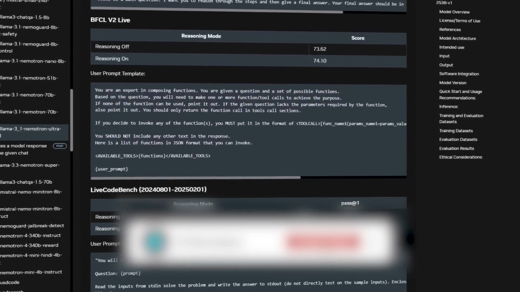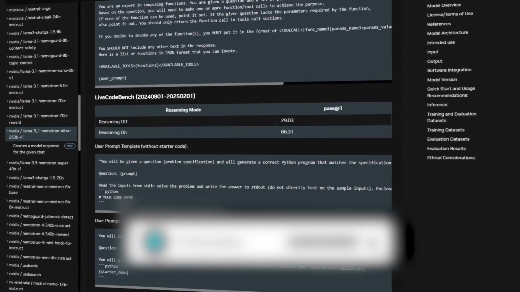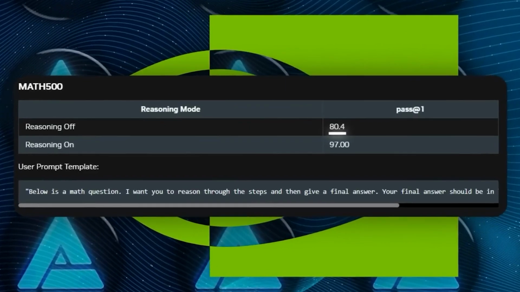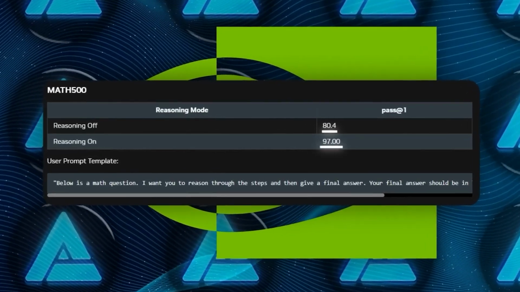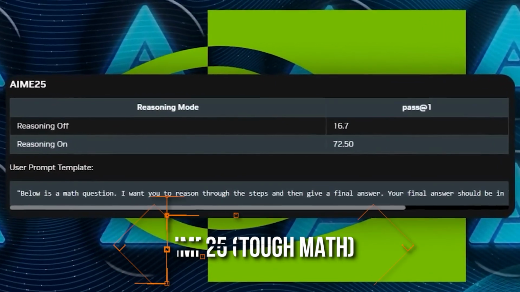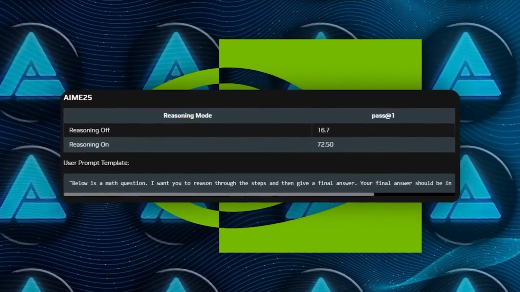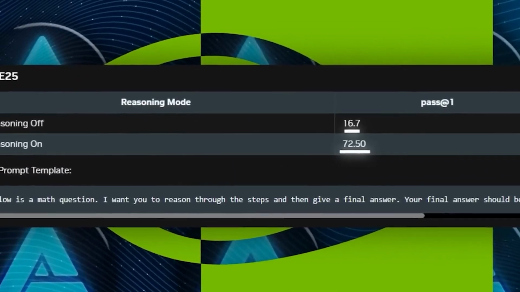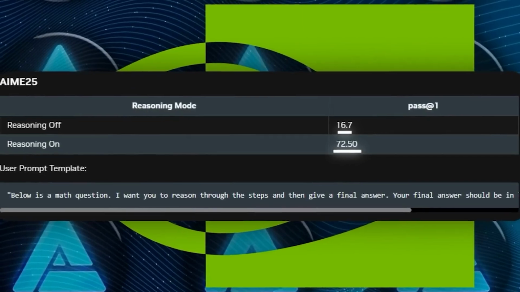NVIDIA shared some benchmarks showing the difference, and it's pretty dramatic. Math 500. Standard mode gets 80.4%. Turn reasoning on, 97.0%. Boom! AIME 25, tough math. Standard mode struggles at 16.67%. Reasoning on, 72.5%. That's a massive leap.